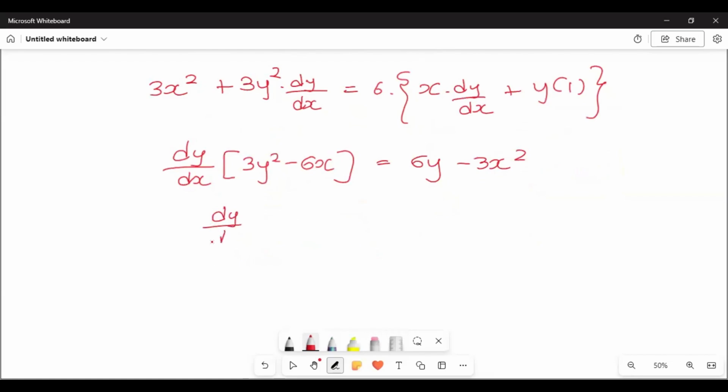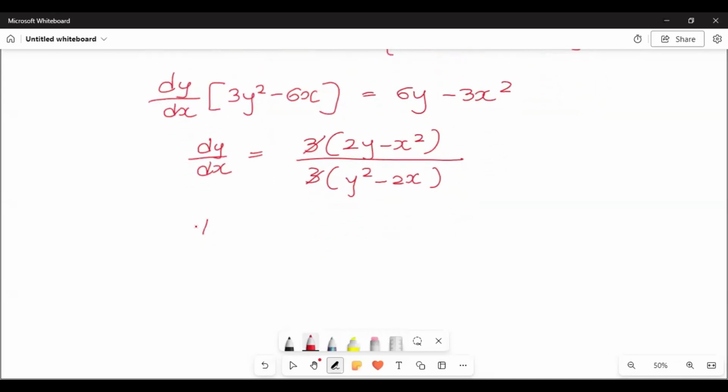So dy over dx equals, I think we can take 3 out from everything. So here it's 2y minus x to the power of 2 divided by 3 times y to the power of 2 minus 2x. So you can divide 3 by 3. Then the final answer is dy over dx equals 2y minus x to the power of 2 divided by y to the power of 2 minus 2x.